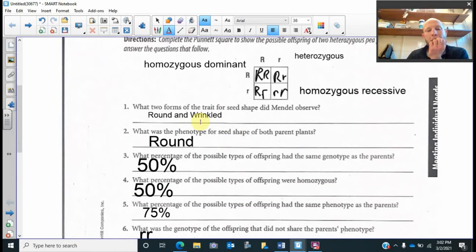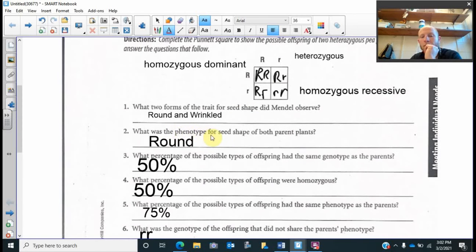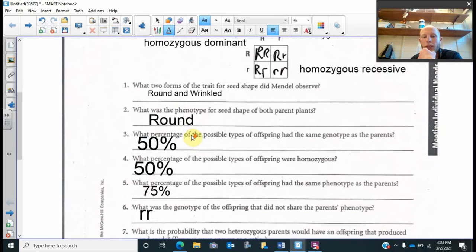All right, so let's get on with this. It says, what two forms of trait for seed shape did Mendel observe? He observed the wrinkled and round. It says up here. What was the phenotype for the parent seed? So phenotype is physical, remember? Physical traits. So were they round or were they wrinkled? Well, the parent here, we already said, since he has the dominant round allele, and this guy has the dominant round allele, then they must both be round.